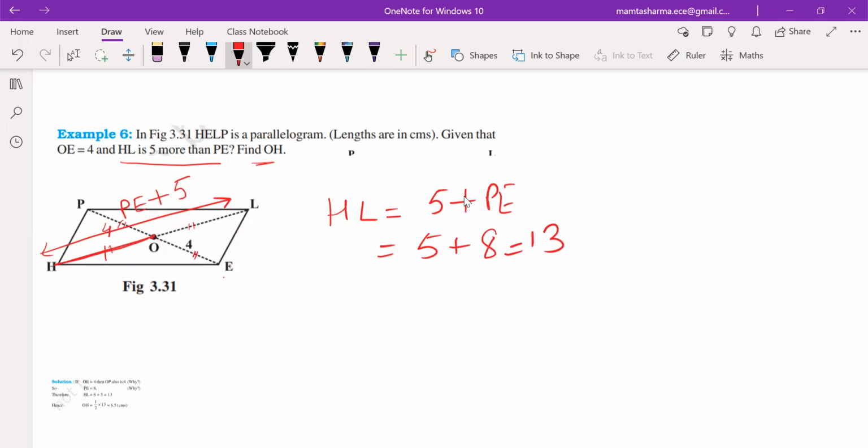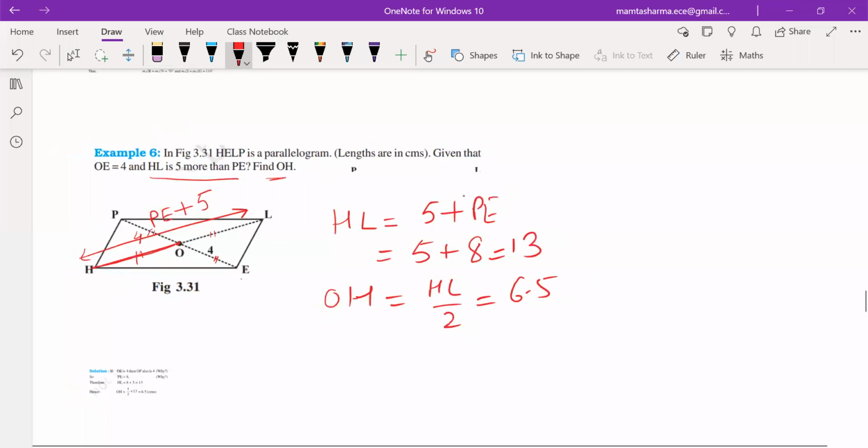You find OH. OH will be HL by 2. Okay, so 13 by 2. That will be 6.5.